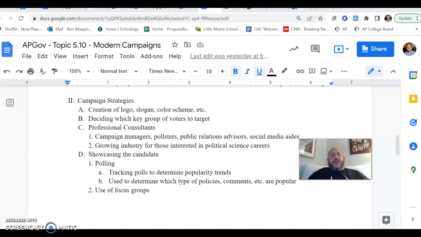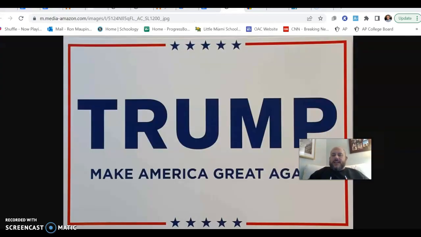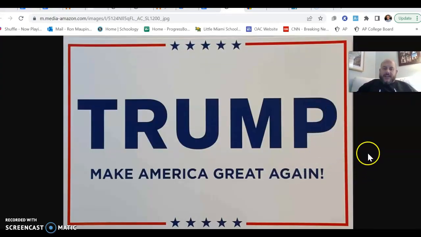We're continuing our look at topic 5.10, modern campaigns. When we're talking about modern campaigns, assuming that you're a candidate running for president, there are a number of things that you have to be consistently keeping in mind in terms of what you need to do to ultimately win the election. One of the things that might not seem that important, but actually is, are the creation of your campaign's logos and color schemes and slogans and things like that.